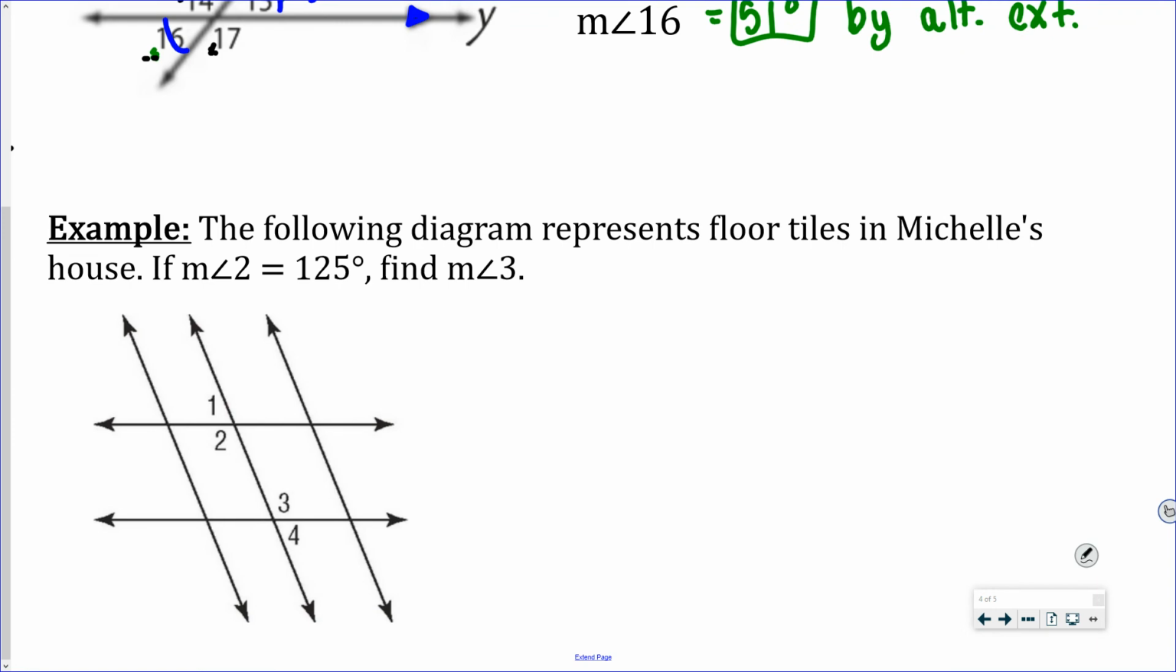Next example here. The following diagram represents the floor tiles in Michelle's house. If the measure of angle 2 is 125 degrees, so this one right here, find the measure of angle 3. All right, so what's their relationship here? They're on opposite sides. This is the transversal for these two because that's the one they share. What did we say? Alternate, opposite sides of transversal. Interior, yep. Alternate interior angles are congruent.